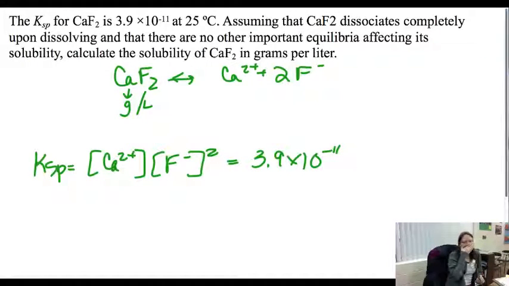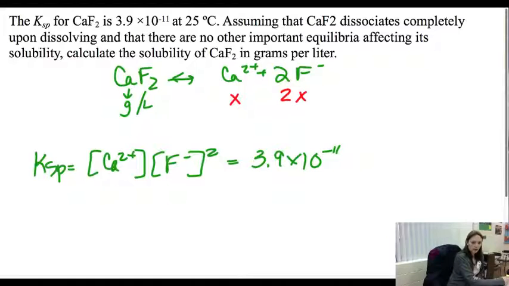So I could figure out how many grams per liter, like a concentration of CaF2, if I knew the concentrations of my ions. Well, you kind of do. If it dissociates completely, that means whatever forms is equal to the amount that you dissolved. So that's kind of like a little bit of equilibrium here with an ICE table. It's going to break apart into x and 2x. It's all going to shift this way because it's dissociating. It's 2x because there's two of them.